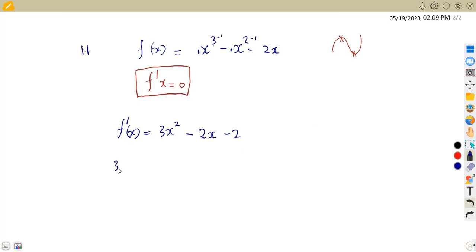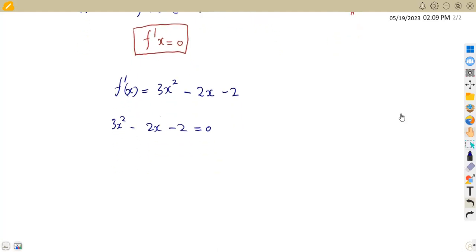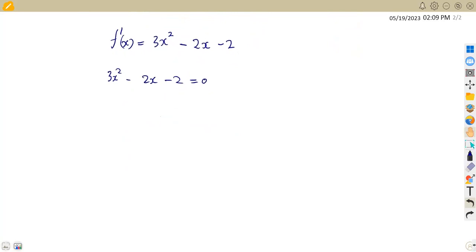So at any turning point, 3x squared minus 2x minus 2, which is our first derivative, must be equal to 0 so that we can solve for x. Depending on whether there are factors or not, if there are no factors, then you are supposed to solve for x using the quadratic formula. In this case, we do not have factors. When we multiply, this is going to be negative 6x squared. We do not have factors of negative 6x which, when we add, give us negative 2. So we are going to solve this by the use of the quadratic formula.